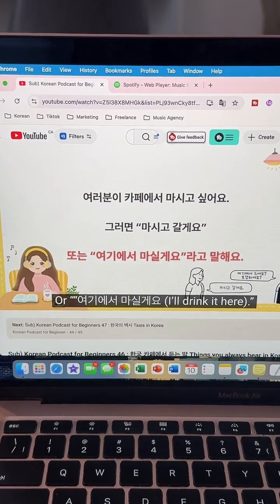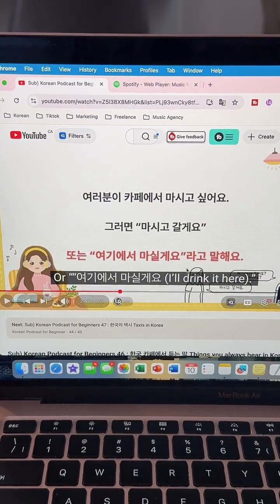She says she's going to drink here. Yeah, exactly. This is basically the meaning of that whole sentence. And then we have 라고.